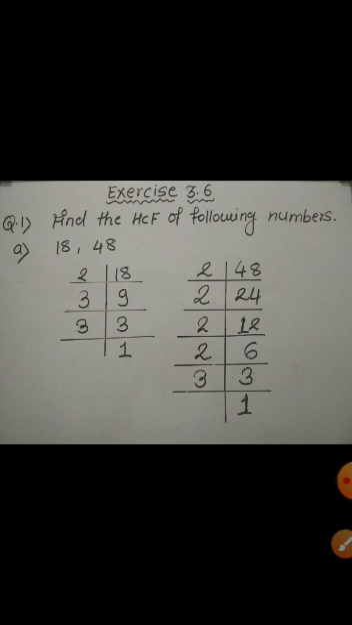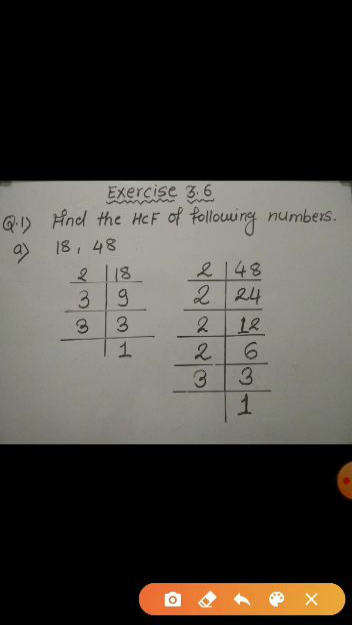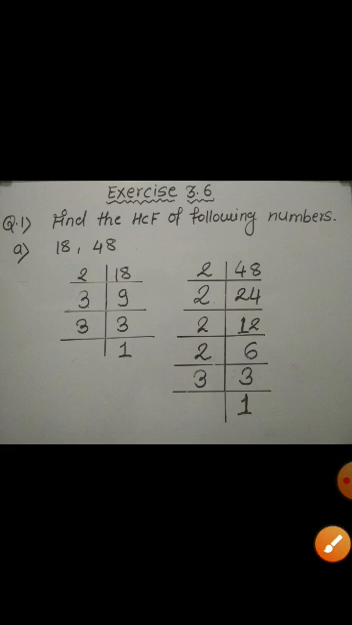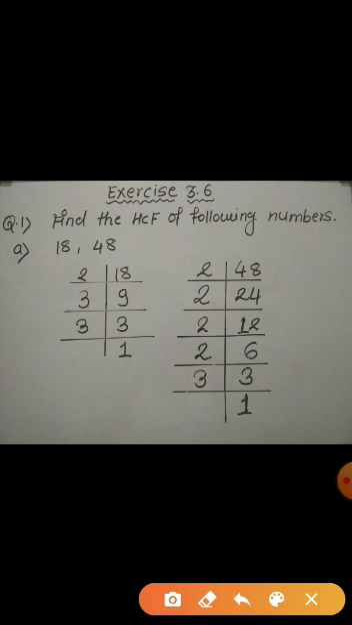In Exercise 3.6, question number 1, find the HCF of the following numbers. In the first example, we have to find out the HCF of 18 and 48. To find out the HCF of any given numbers, we can use any method. Here I am going to use the division method. So to find out the HCF of 18 and 48, first of all, we have to find out their prime factors individually. So now I am going to find out the prime factors of 18 first.